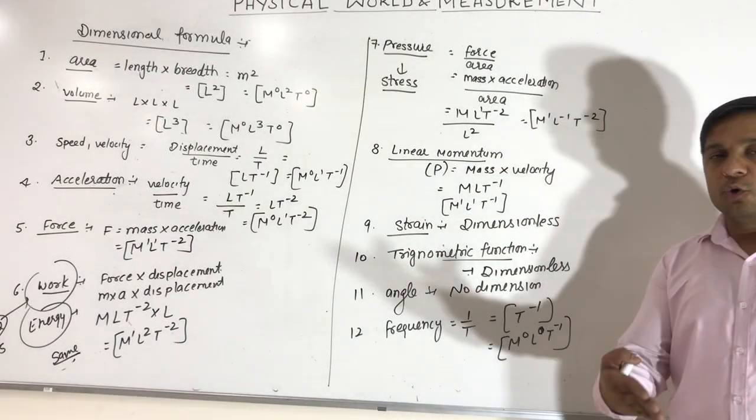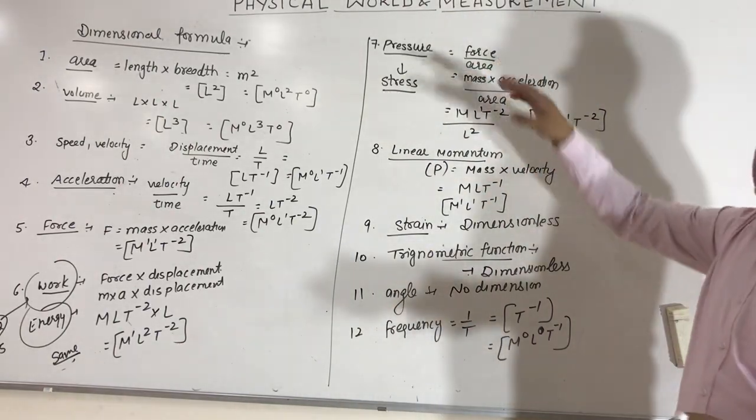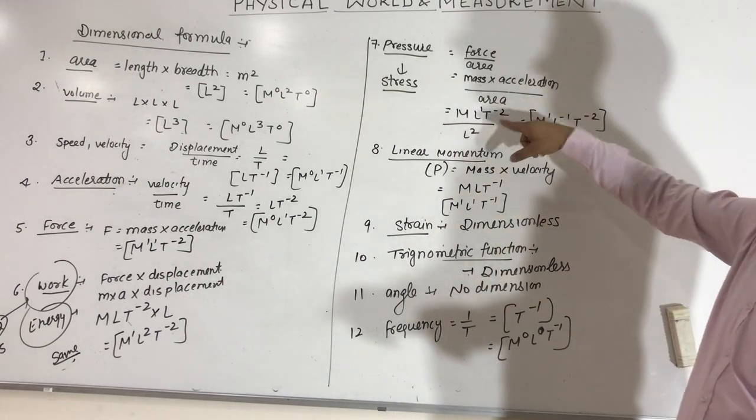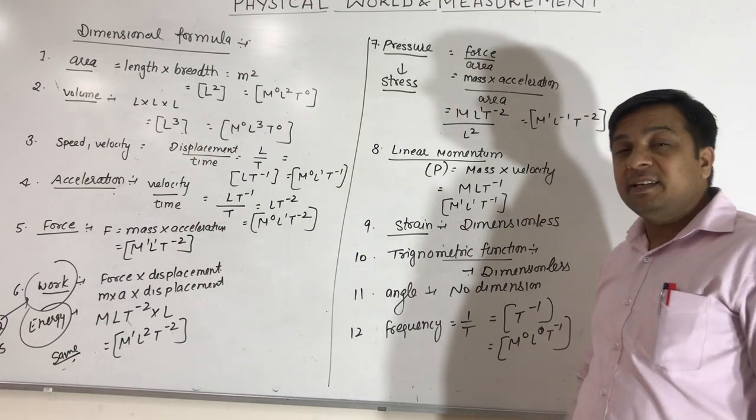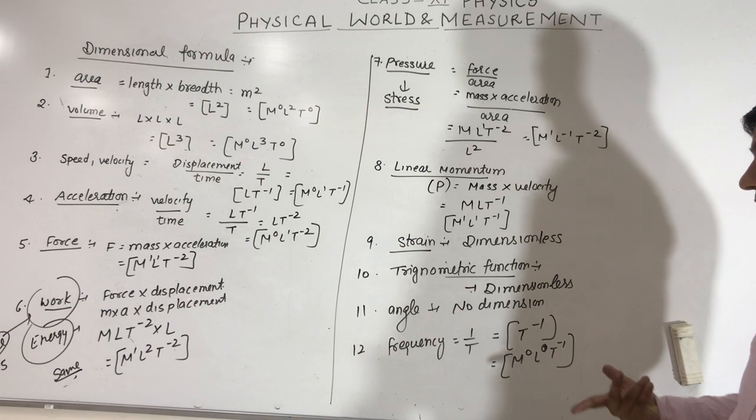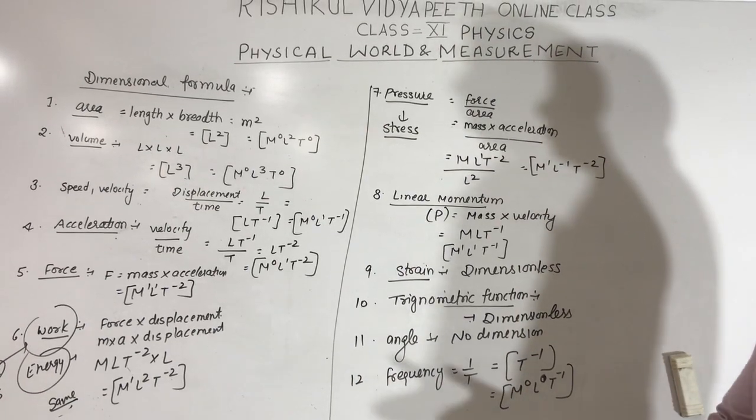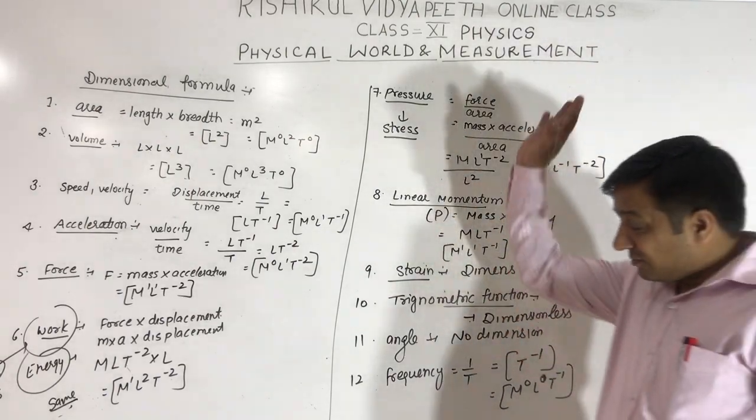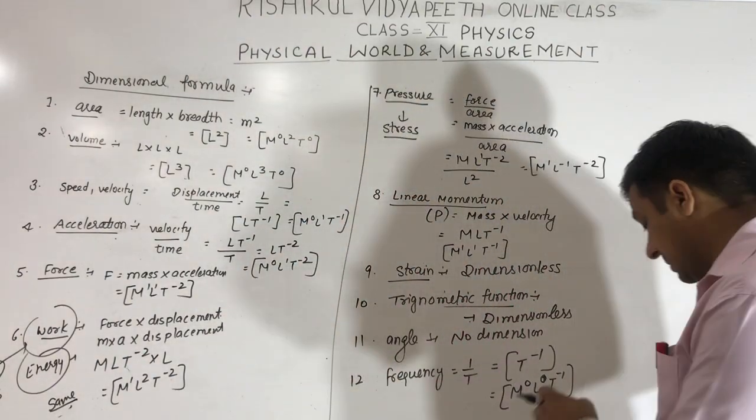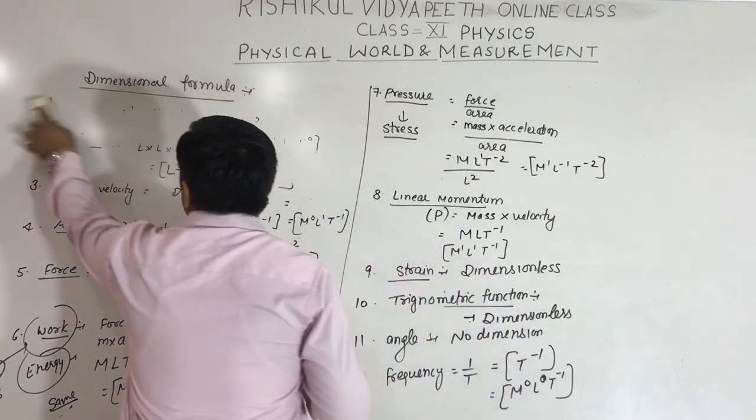Pressure, stress: the formula of pressure is force upon area, and you will have to remember the formula of force, mass into acceleration. Linear momentum P is equal to mv. Strain, dimensionless. Trigonometric function, no dimension. Angle, no dimension. Frequency, 1 upon t. Most of the formulas I am teaching you, and you will get them very soon. Definitely, daily practice, and another formula.